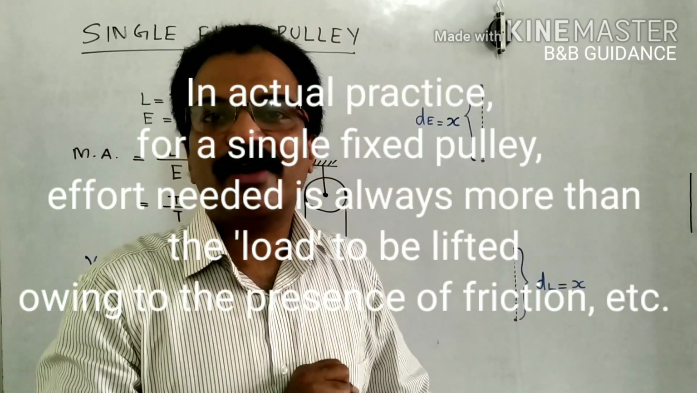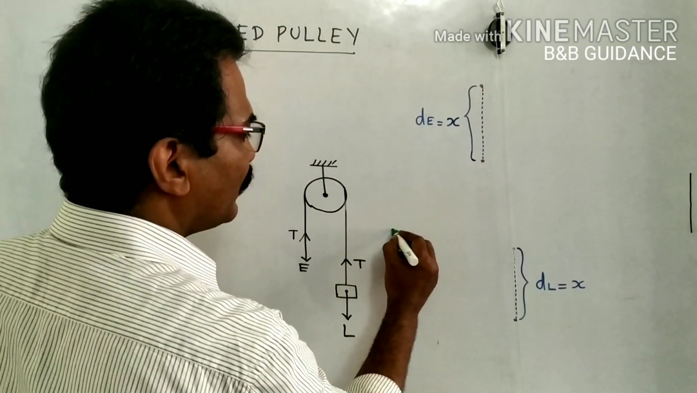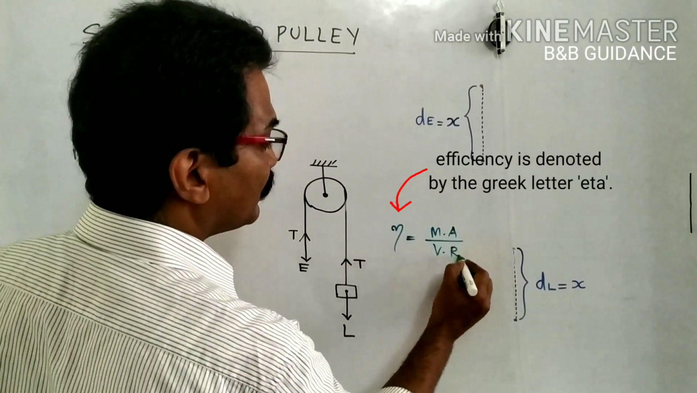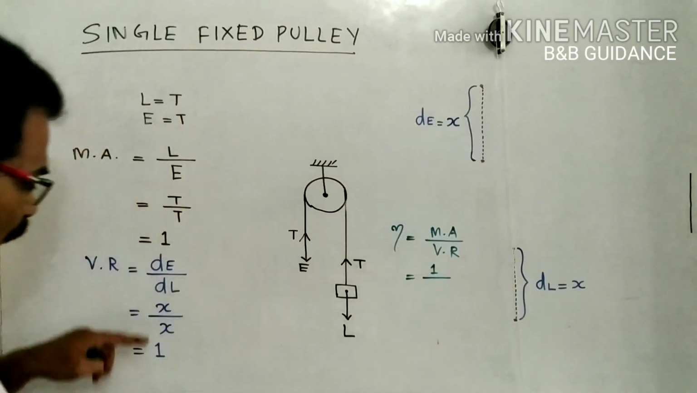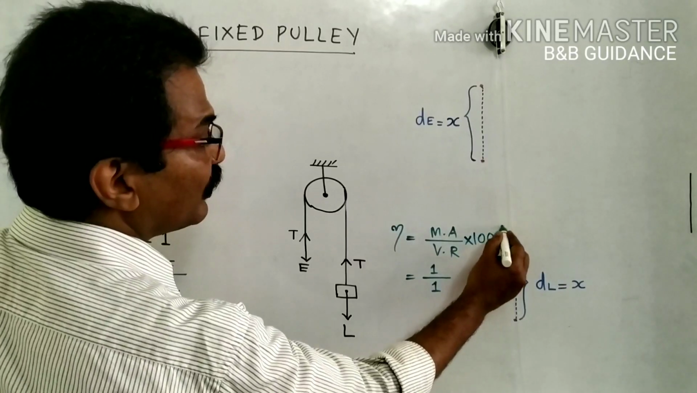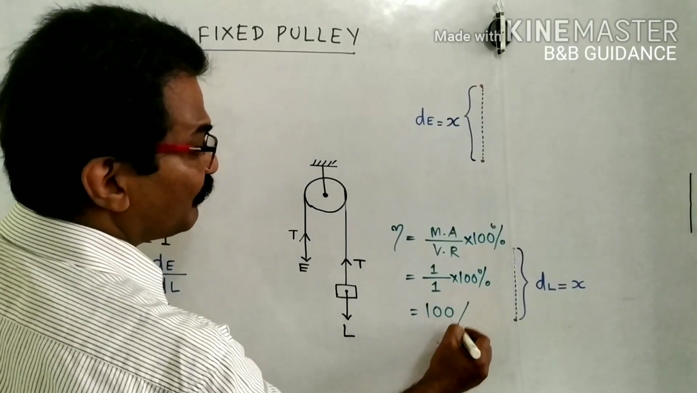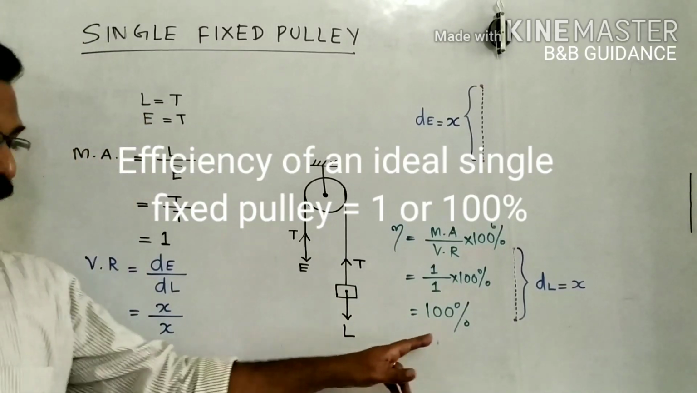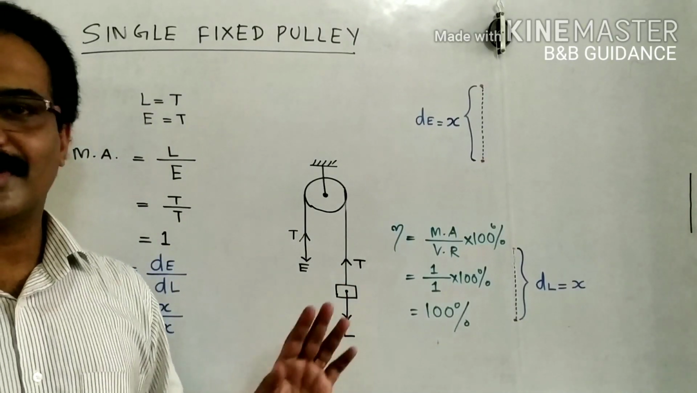Okay, now let us find the efficiency of this pulley in the ideal case. Efficiency is equal to mechanical advantage by velocity ratio. That's equal to mechanical advantage 1 divided by velocity ratio, which is also 1. You can represent this efficiency in percentage, multiplied by 100%. So here the efficiency of a single fixed pulley is 100%. That is in the ideal case only. Practically, efficiency is less than 100%.